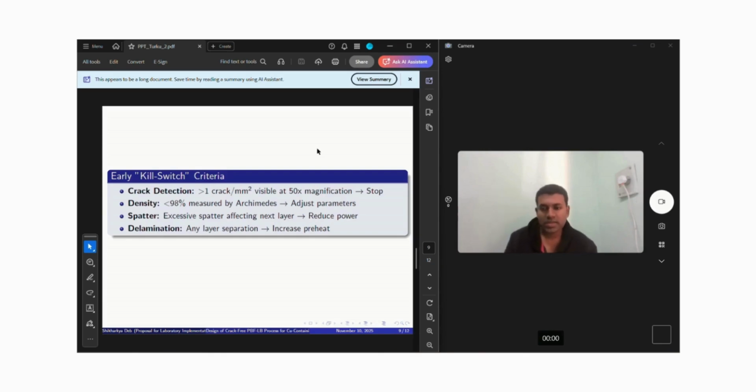The kill switch implementation includes crack detection: more than one crack per square millimeter, visible at 50 times magnification, and we need to stop. The density has to be at least 98%, measured by the Archimedes principle. For excessive spatter affecting the next layer, we should reduce the power. For delamination, meaning any layer separation, we need to increase the preheat.